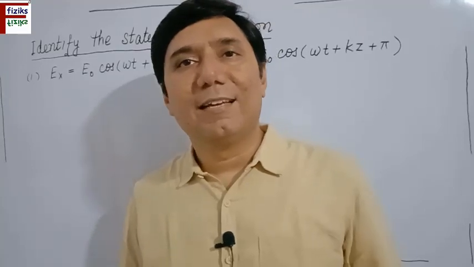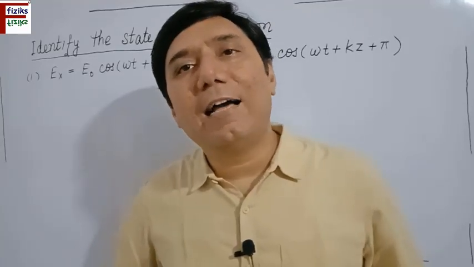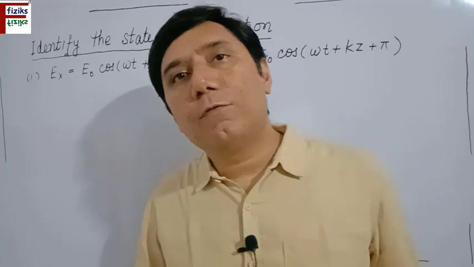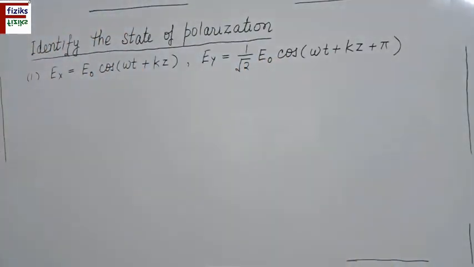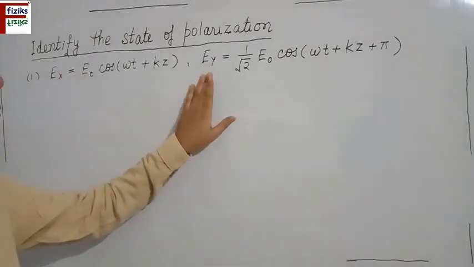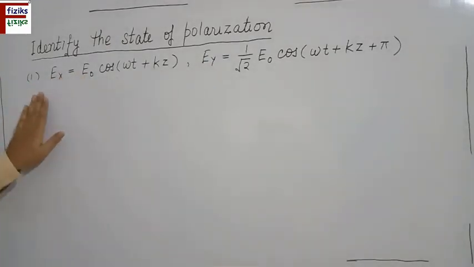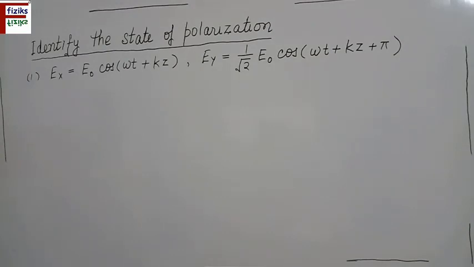Hello students, in this online video I will discuss how to find out the state of polarization of the given light. So we have to identify the state of polarization. For example, the X component and Y component of a light are given, and for this example we have to find out the state of polarization.